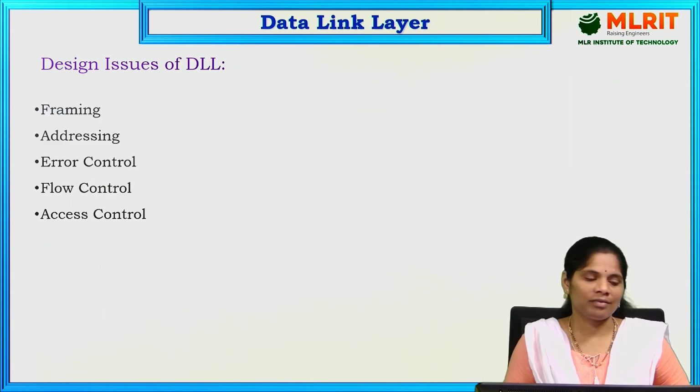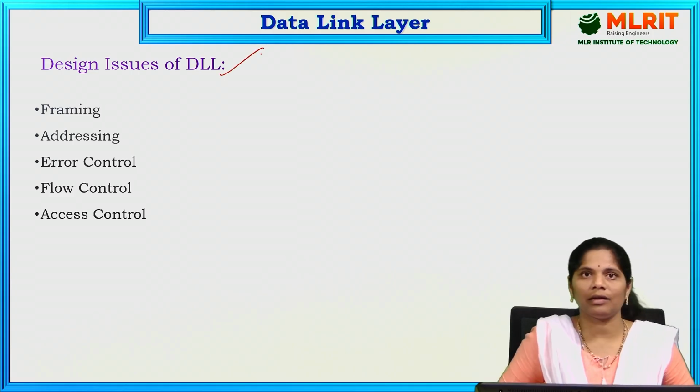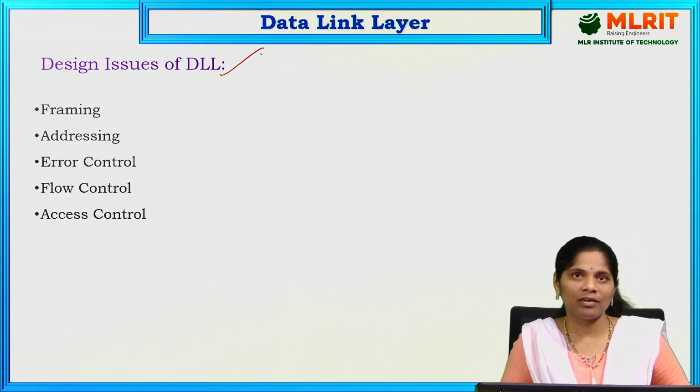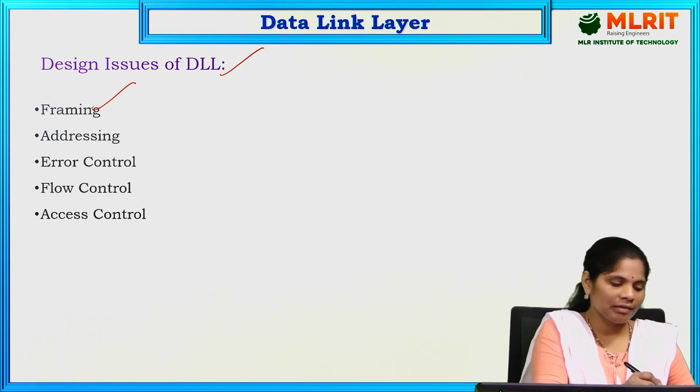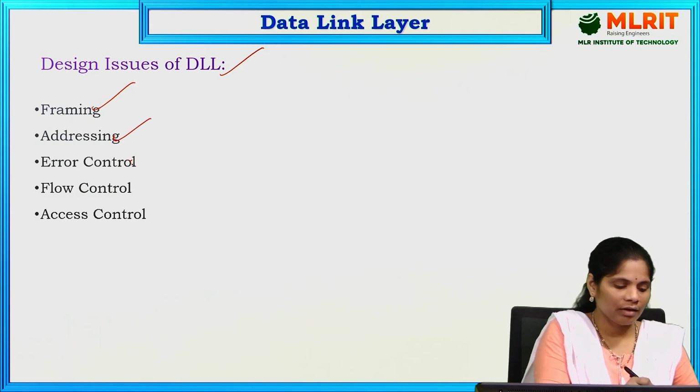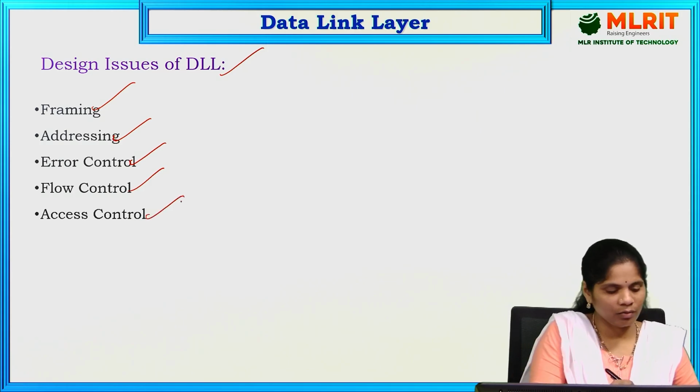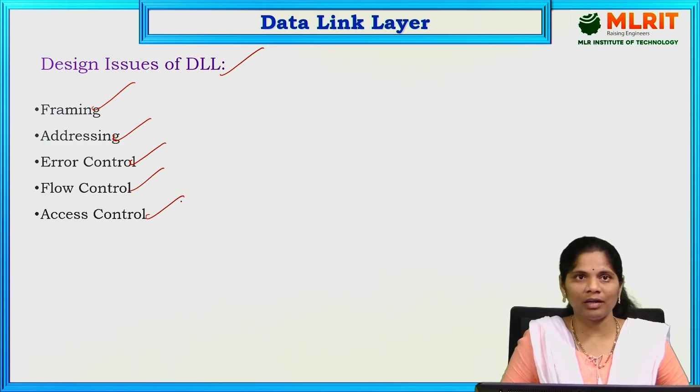The next topic is the design issues of the data link layer. The main design issues of the data link layer are, first, framing, second, addressing, third, error control, next, flow control, and finally access control. These are the different design issues of the data link layer.